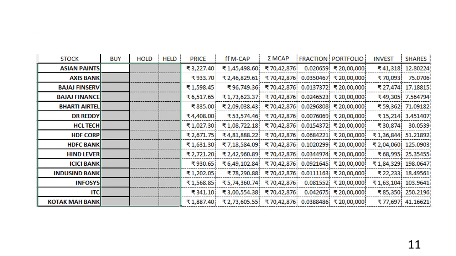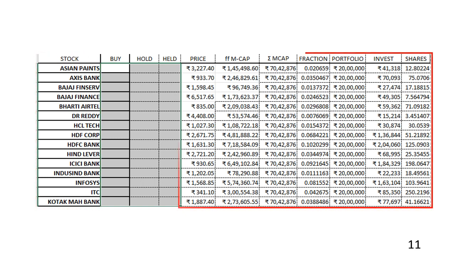I already explained how you construct this Excel sheet for the 30 stocks. We saw that the first column was the names of the stocks, and then we filled up these columns, which was for price, free float market cap, the sum or the total of the market cap for 30 Sensex stocks. Then we saw how we are calculating the fraction. Then we entered 20 lakhs as the amount of the total portfolio, which is the same for all the stocks. And then, of course, we put in a formula to calculate how much I am going to invest in each stock, which will be the portfolio amount, 20 lakhs, multiplied by the fraction. The fraction is calculated by dividing the free float market cap for that particular company by the total market cap or the sigma market cap.